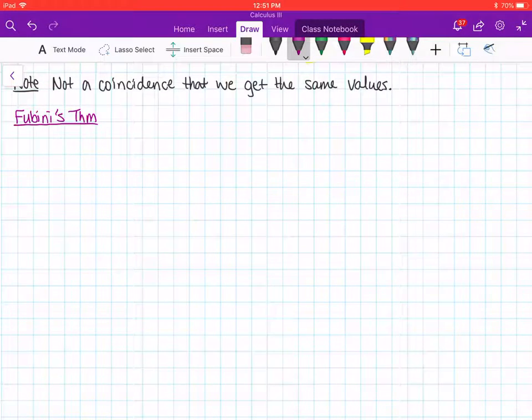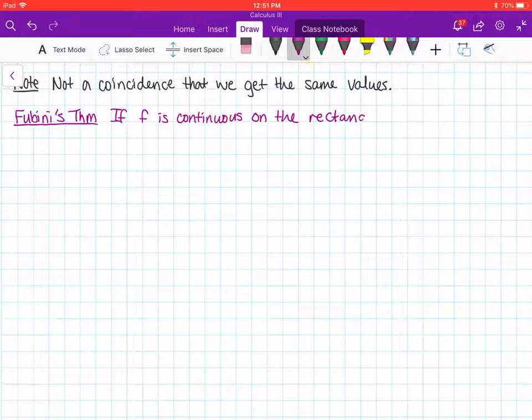All right, so in order to do Fubini's theorem, you need to make sure that your function is continuous. And let's say it's continuous on the rectangle R, where R is that same rectangle that we described earlier. So it's the x's and y's such that x's range from A to B and the y's range from C to D.